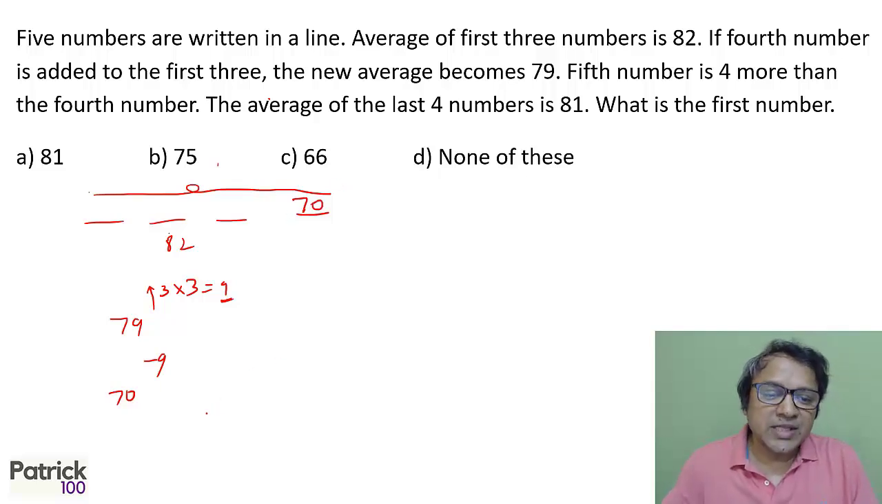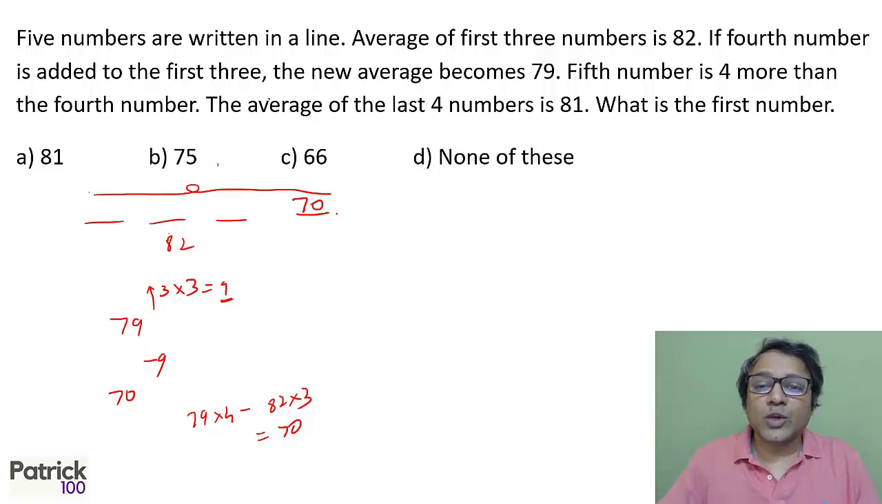You can also do it by saying that 79 into 4 minus 82 into 3 should give you the same answer, 70. So once you get the fourth number 70, the fifth number is 4 more than the fourth number, 74.